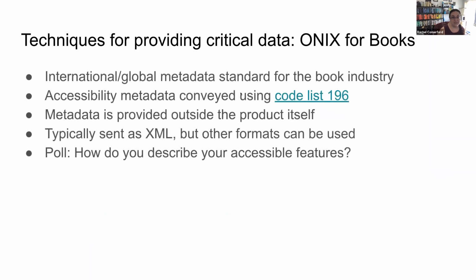ONIX takes a slightly different approach, in that the metadata is provided outside of the product. ONIX is an international metadata standard for the book industry. So it's often sent as XML, but other formats can be used, including a spreadsheet in some cases. It covers a whole broad range of publishing related material, but the accessibility portion is code list 196.